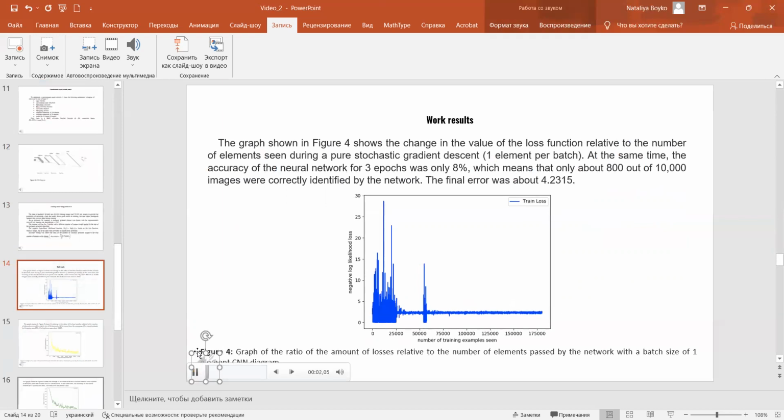Work results. The graph shown in figure 4 shows the change in the value of the loss function relative to the number of elements seen during a pure stochastic gradient descent, 1 element per batch. At the same time, the accuracy of the neural network for 3 epochs was only 8%, which means that only about 800 out of 10,000 images were correctly identified by the network. The final error was about 4.2315. Figure 4. Graph of the ratio of the amount of losses relative to the number of elements passed by the network with a batch size of one element.